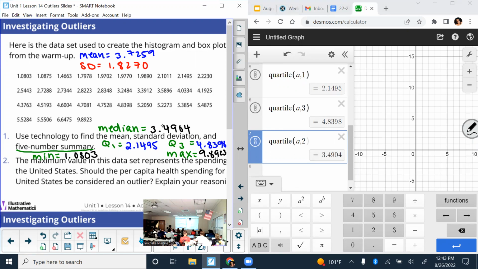Number 2 says the maximum value in this data set represents the spending on healthcare from the United States. So should the per capita health spending for the United States be considered an outlier? So they're asking, should the maximum be considered an outlier? What do you think? Potentially, how can you know for sure? Use one of the 2 formulas. Which formula do I use? Hopefully you wrote them on your paper.